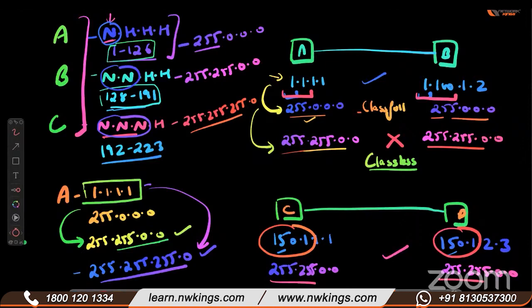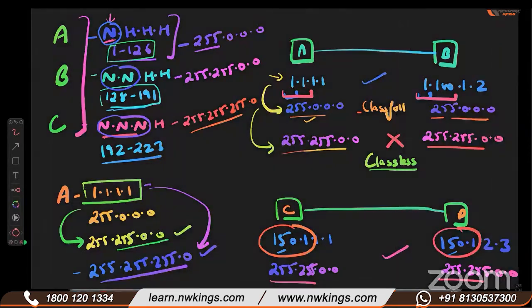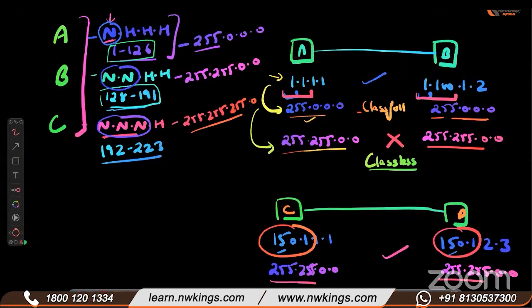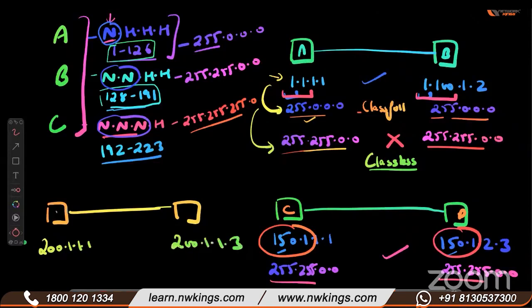Okay, so let's take the example of the last class, what we call C class. So I shall remove this B. Let's talk about C now. If you have two machines and one IP address is 200.1.1.1 and the other is 200.1.1.3, tell me if they are able to communicate. I have not given the subnet mask, so without subnet mask you can't say yes.